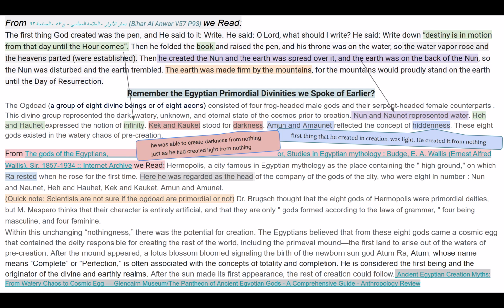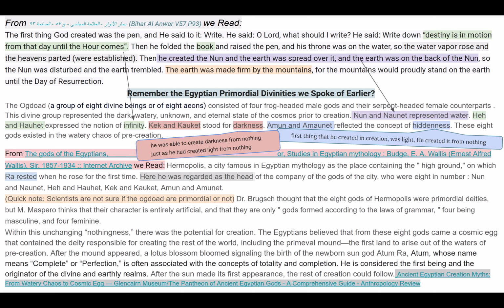Kek and Koket stood for darkness. Remember, from the previous page we read, he was able to create darkness from nothing, just as he had created light from nothing, and then he created Amun and Amunet. Amun and Amunet reflected the concept of hiddenness. These 8 gods existed in the watery chaos of pre-creation. So the first thing that he created in creation was light. He created it from nothing.